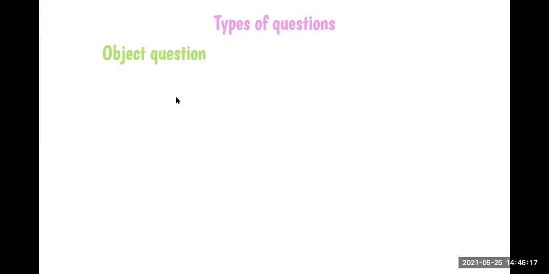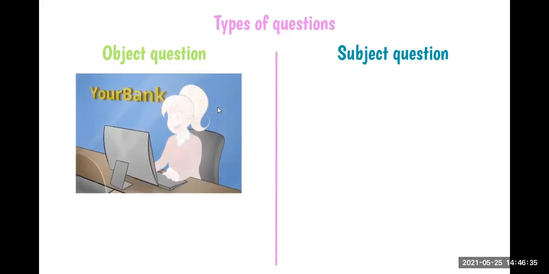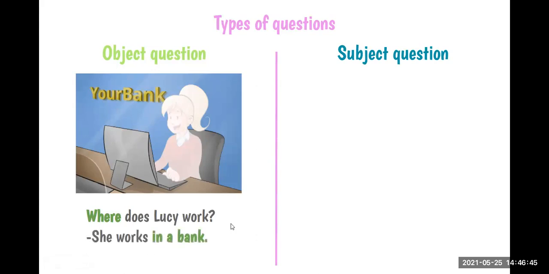Here we have the object question. The object question is the question that we normally ask in English, the ones that you know how to ask. And then we have the subject question. So we have these two kinds of questions in English. For example, in the same picture that we have, it says, where does Lucy work? She works in a bank. As you can see, this is a common question, the normal question that we know how to ask.